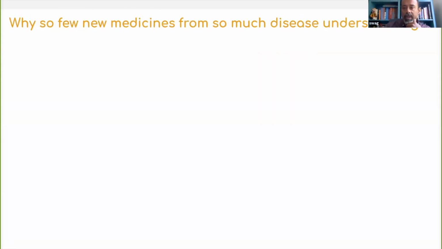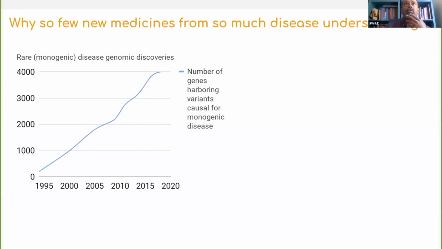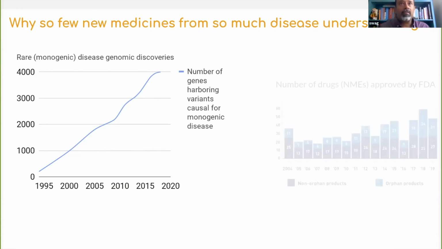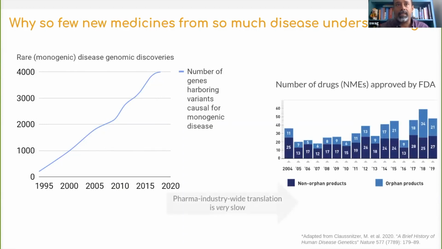But the question remains that why do we have so few new medicines from so much of disease understanding? That obviously there's a lot to learn. Human biology is very complex. I'm not saying target space and understanding human genetics is a solved problem. However, there's a huge influx of targets and genes. However, the translation industry-wide is extremely poor, I would contend.